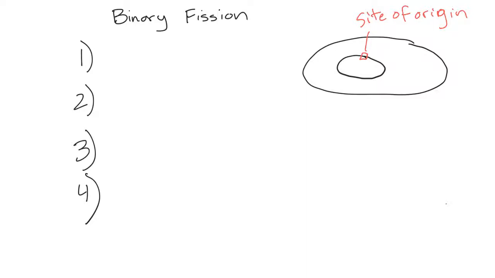Okay, so first step is replication begins at the origin of replication, or the site of origin, something of that nature, origin site. Okay. And this is a specific sequence which is recognized by enzymes of the bacteria, and it'll start unwinding the DNA and making copies of it.